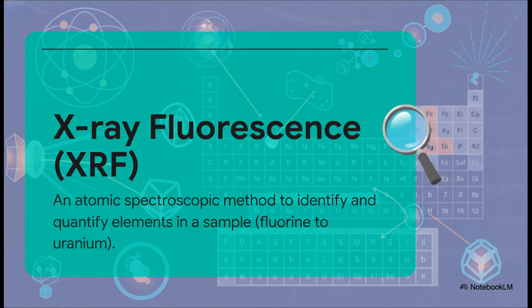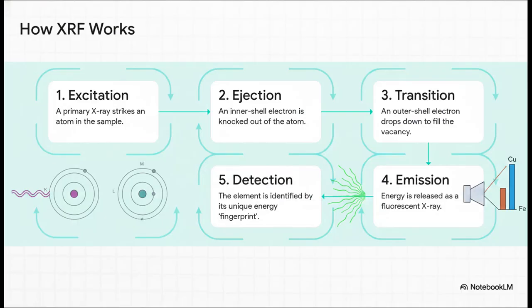We're talking everything from fluorine all the way up to uranium on the periodic table. And the way it works is just fascinating. So here's the play-by-play. First, you blast the sample with a powerful X-ray. That initial blast is strong enough to knock an electron right out of an atom's inner circle. Now you've got an empty spot, right? A vacancy? Well, an electron from a higher up, outer shell immediately drops down to fill that gap.